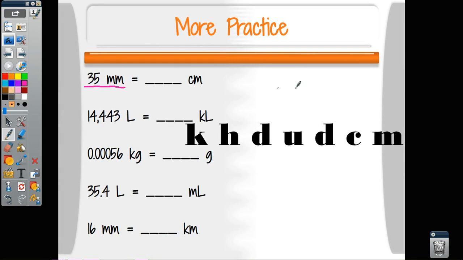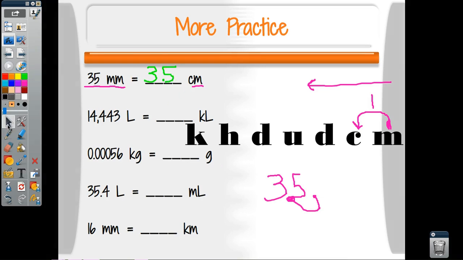So, first one, I start with 35 millimeters. That's what I know. I know how many millimeters I have, and milli is right here. I want to know how many centimeters. I moved 1 swoop this direction. I started with the number 35. My invisible decimal point was here at the end. 1 swoop. There's its new home. So it is 3.5 centimeters.